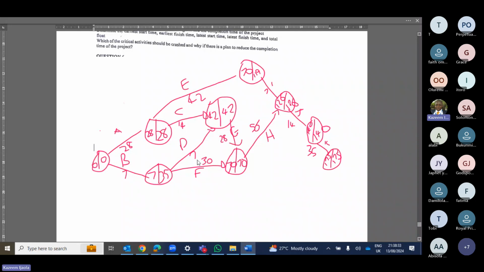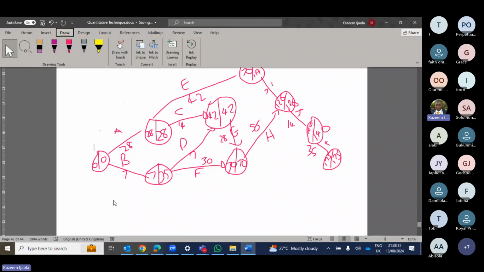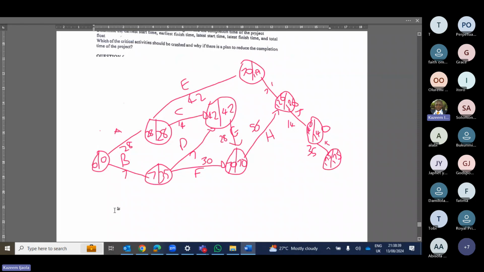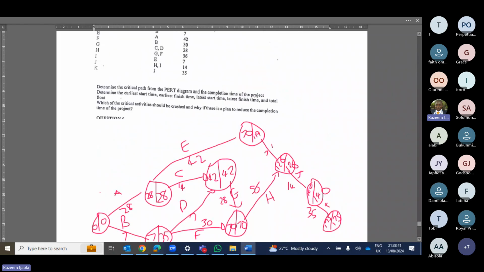We are done. So once you've done this, drawing is over now forever and ever. The next thing you do is your critical part. If you look at the questions, they said determine the critical part from the pair diagram and complete the project.